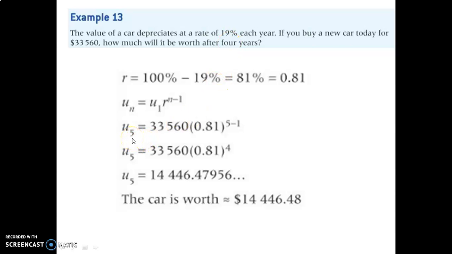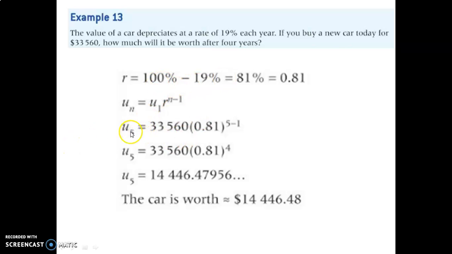You might think, well, I'm looking for U4, but no, U1 is the value right now in the beginning, and then after 1 year, that's U2. So only 1 year has passed to get U2, right? Because U1 is the value now. It's not the value after 1 year, it's now. So U2 is after 1 year, and then U3 is the value after 2 years, and so on and so on. So by 4 years, we're looking for U5 actually.